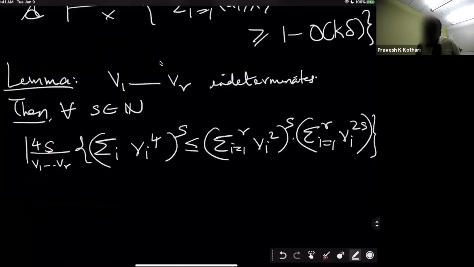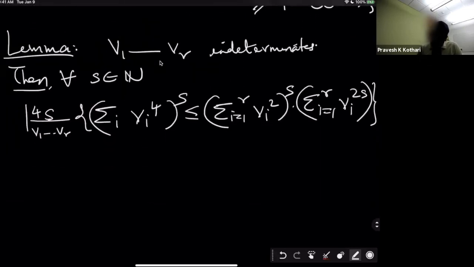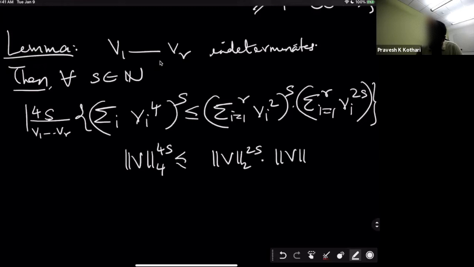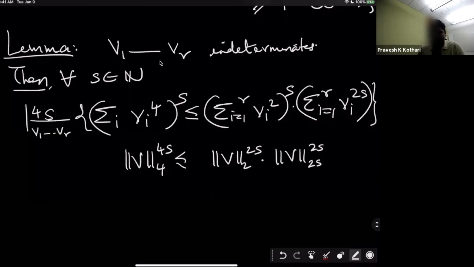So what do I have here? Maybe a nicer way to interpret this inequality is to look at v1 through vR as coordinates of a vector. Then what I have here is the fourth norm of v raised to the power S is at most the L2 norm of v to the 2S times the 2S-th norm of v raised to the 2S. So it's some comparison inequality between norms of the vector v.